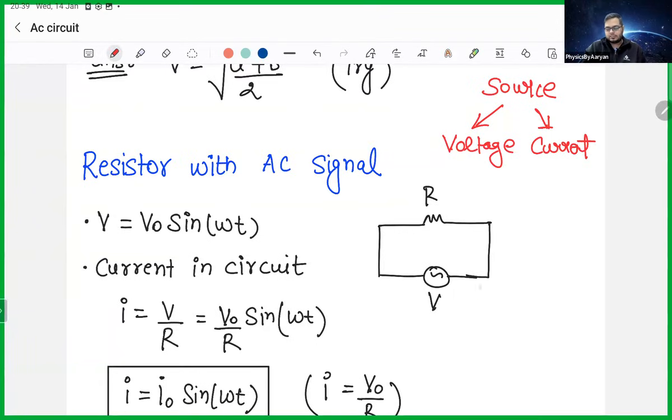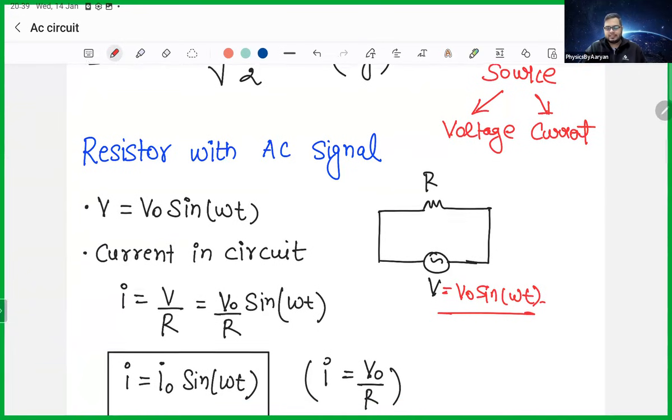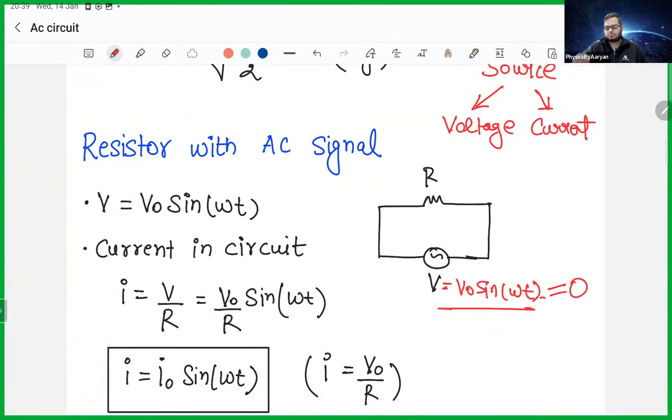And this is my source. This is not a battery. This is an AC source. So that is why the symbol is given like this. This voltage is given by V naught sine of omega t. Okay? Always choose your sources as sine. The reason being because sine means zero level. So sine, because at time t equals 0, your voltage is 0, so zero level. You can choose cos also, that is not a problem. But choosing sine is just a convenience.